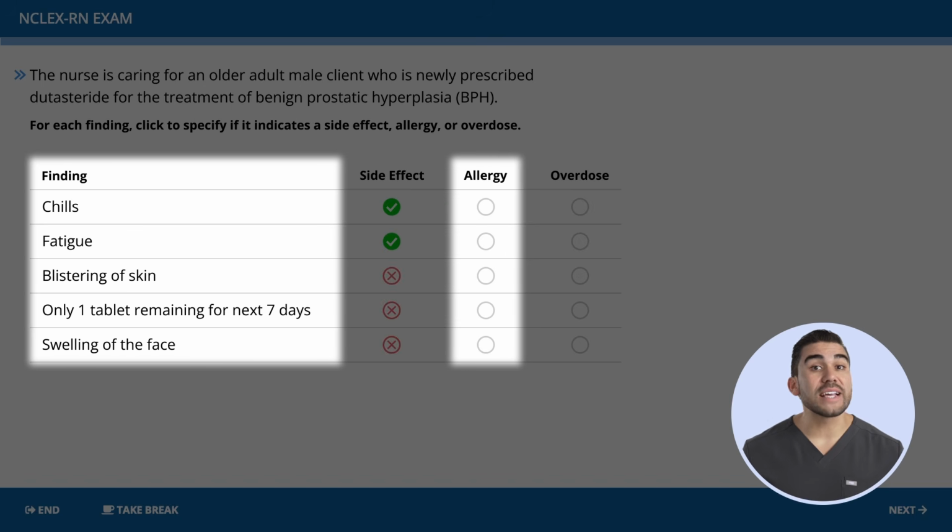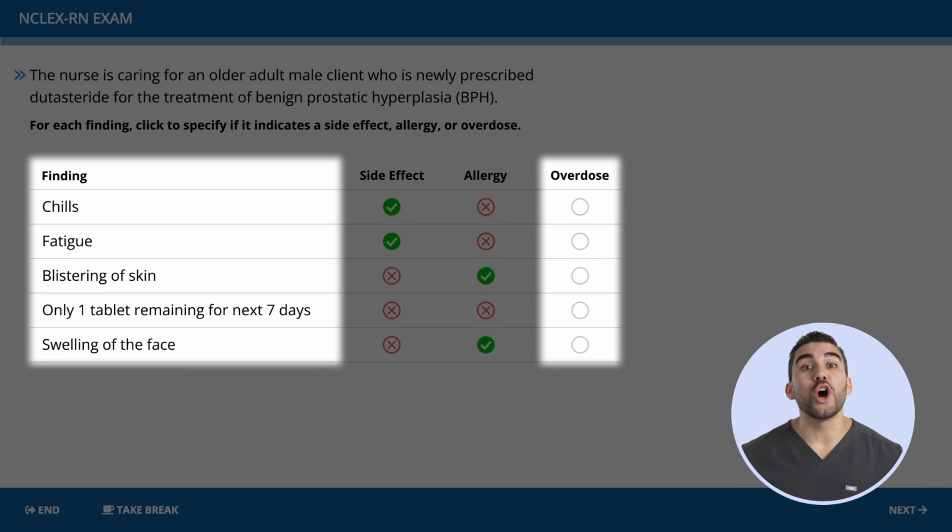Now moving on to the second column for allergies. We wouldn't see chills or even fatigue. That's not typical for an allergic reaction. But we would see blistering of the skin. And the next one is incorrect because only one tablet remaining for 7 days is not an allergic response. But swelling of the face is. This finding is indicative of anaphylaxis.